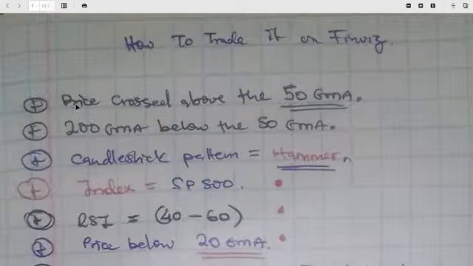First, in the technical section, you say price crossed above the 50-day moving average. Second, you say the 200-day should be below the 50-day moving average. Third, you choose a candlestick pattern. In this example, we're using the hammer, but you can replace this hammer with a bullish counter attack. Then you choose an index, ideally S&P 500 or Russell 2000.